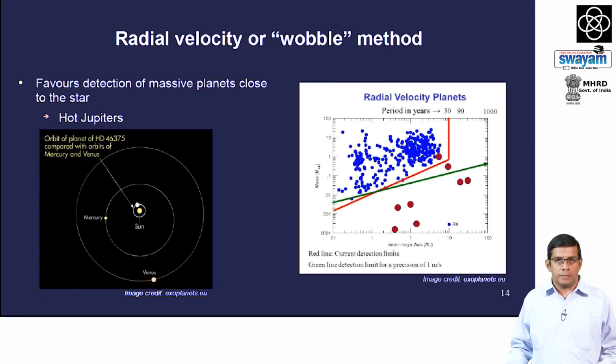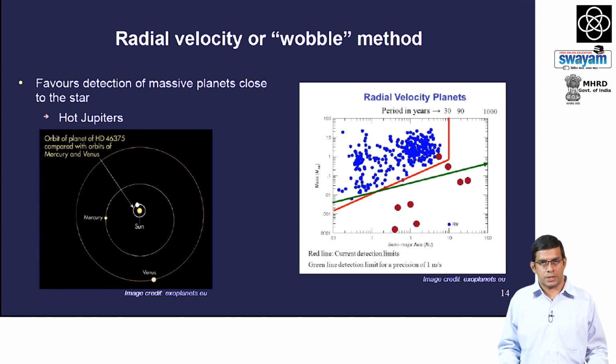The radial velocity method actually favors detection of massive planets close to the star. This is because only massive planets can cause a significant wobble in the star, especially if they are close to the star. So, this results in a bias of this method towards detection of so-called hot Jupiters. Jupiter like planets, that is massive planets, and hot because they are close to the star.